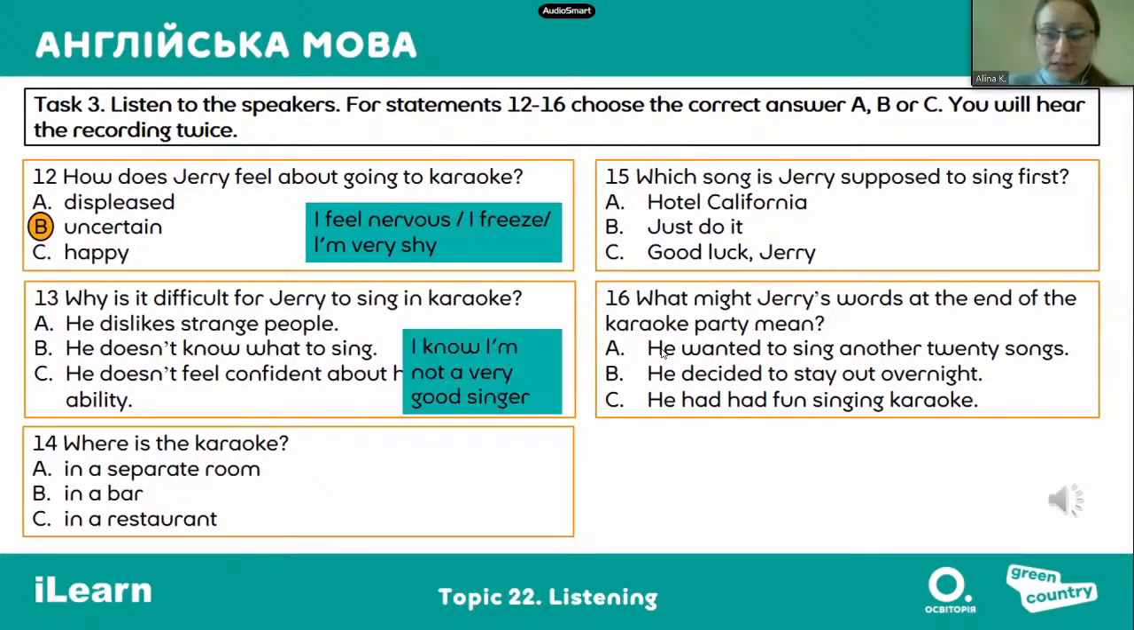Okay, number 13, I know I'm not a very good singer. So what might the answer be? Let me check your answers. C, A. So what about strange people? There was a short conversation about strange people in order to mislead you.